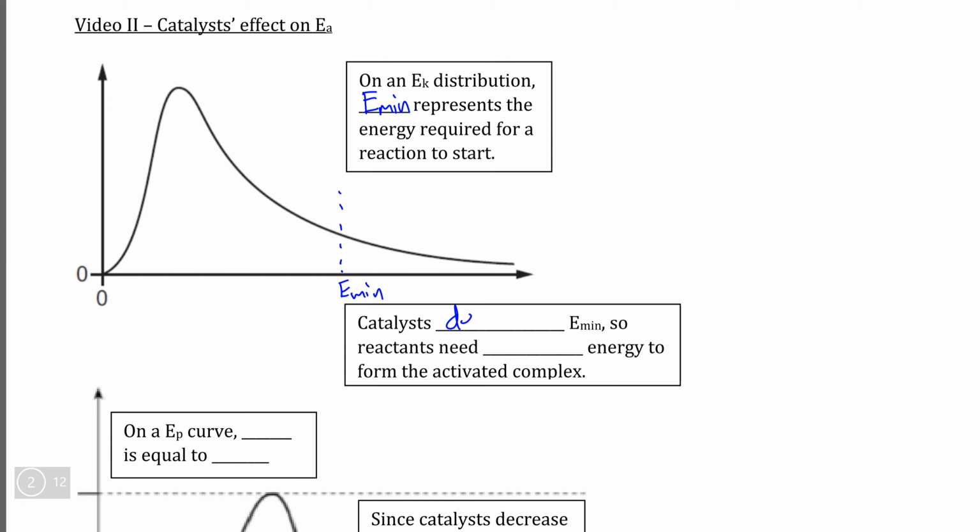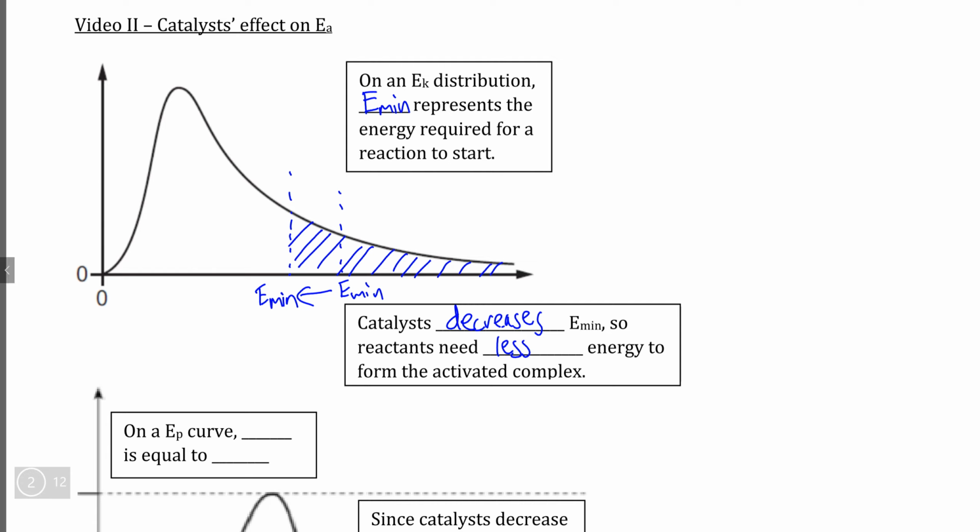When we add a catalyst, they decrease this minimum amount of kinetic energy, which we can represent by moving Emin to the left like so, and as a result, reactant particles need less energy in order to undergo a successful reaction and form the activated complex, which we can see on this graph due to a greater number of particles being represented by this area, showing that more reactant particles can undergo a successful chemical reaction than in the uncatalyzed reaction.